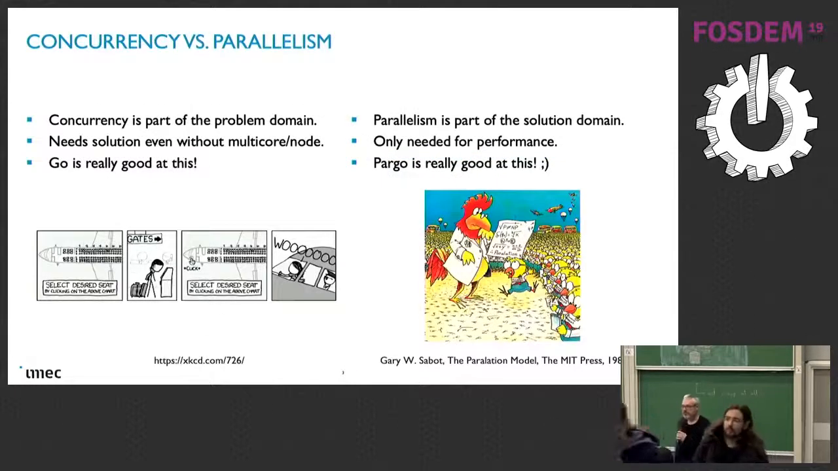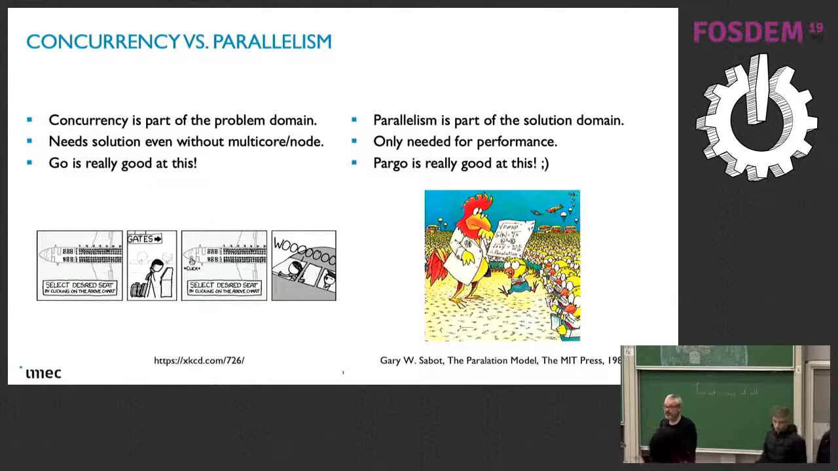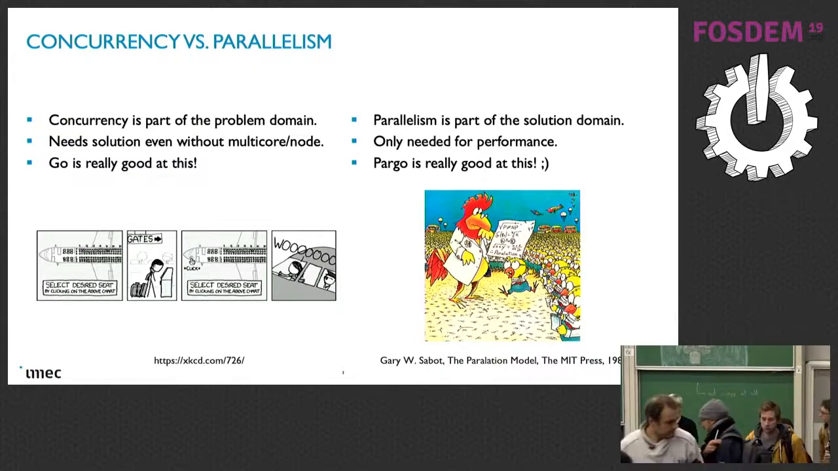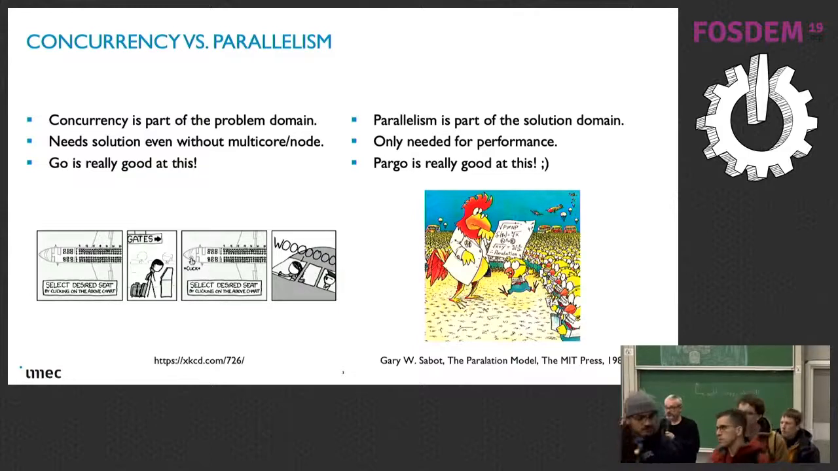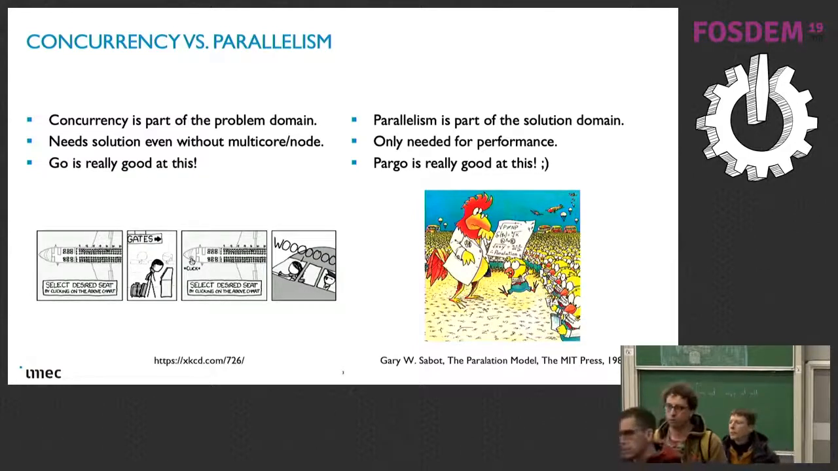Now, some of you might wonder, why do we even need a parallel programming library for Go? Don't we already have concurrency mechanisms in the language that already give us everything that we need? And here it's important to stress again that concurrency and parallelism are two completely different topics. So what's the difference between concurrency and parallelism? You need concurrency when it's part of the problem domain. That's a really important thing to understand.